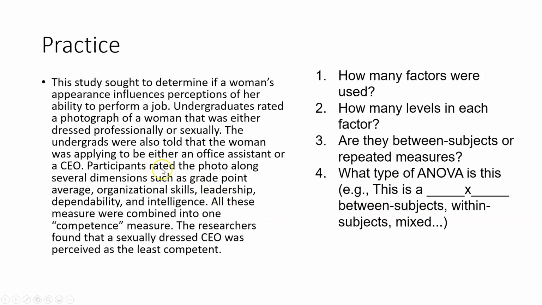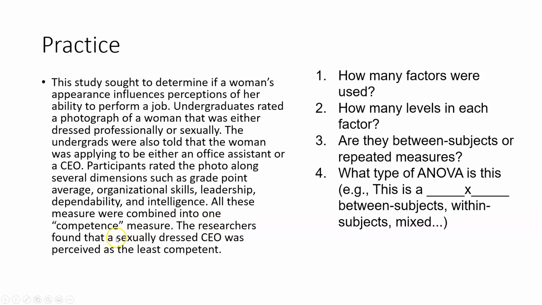Here's another example. This study sought to determine if a woman's appearance influences perceptions of her ability to perform a job. Undergraduates rated a photograph of a woman that was either dressed professionally or sexually. The undergrads were also told that the woman was applying to be either an office assistant or a CEO. Participants rated the photo along several dimensions, such as grade point average, organizational skills, leadership, dependability, and intelligence, and all of these measures were combined into one competence measure.